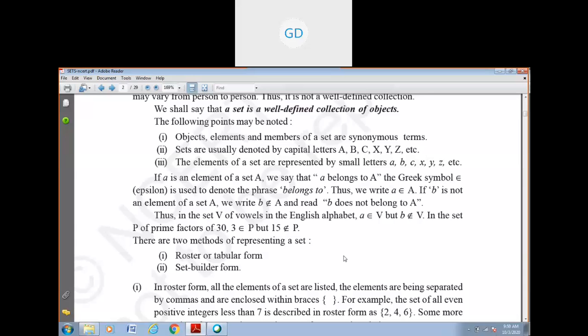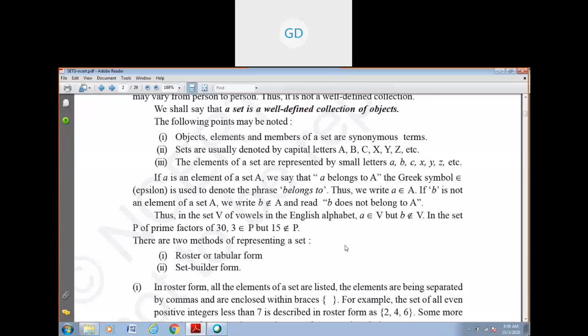So I do hope you have understood the applications of this symbol epsilon, literally read as belongs to. Okay. Now after being familiar with the symbol epsilon, we discuss the types, the forms in which we represent a set. How we need to represent a set.